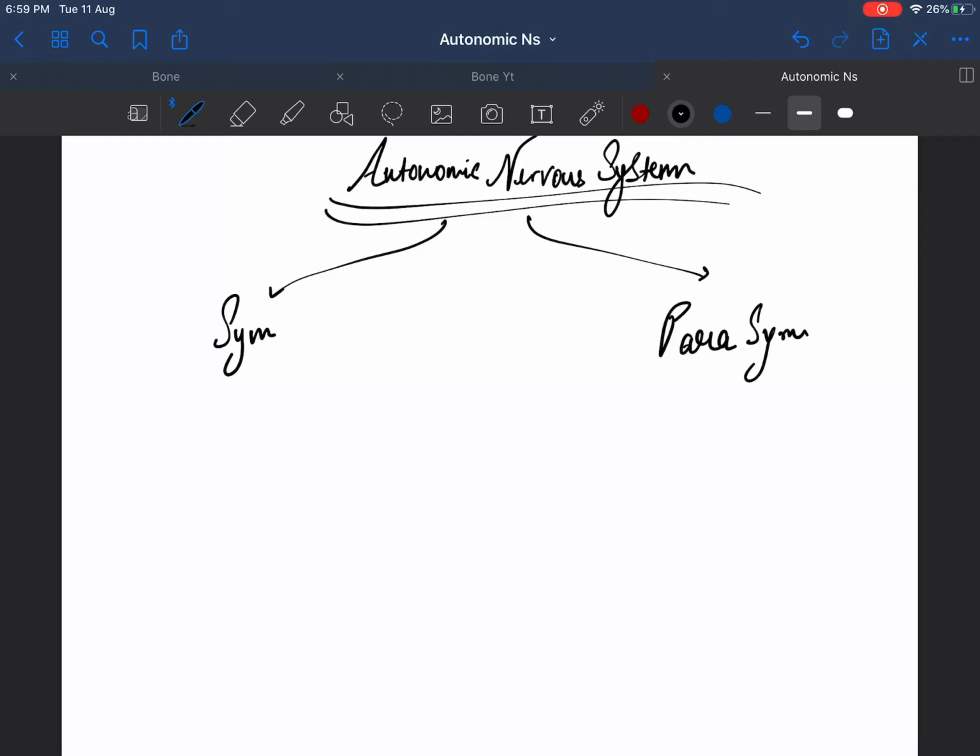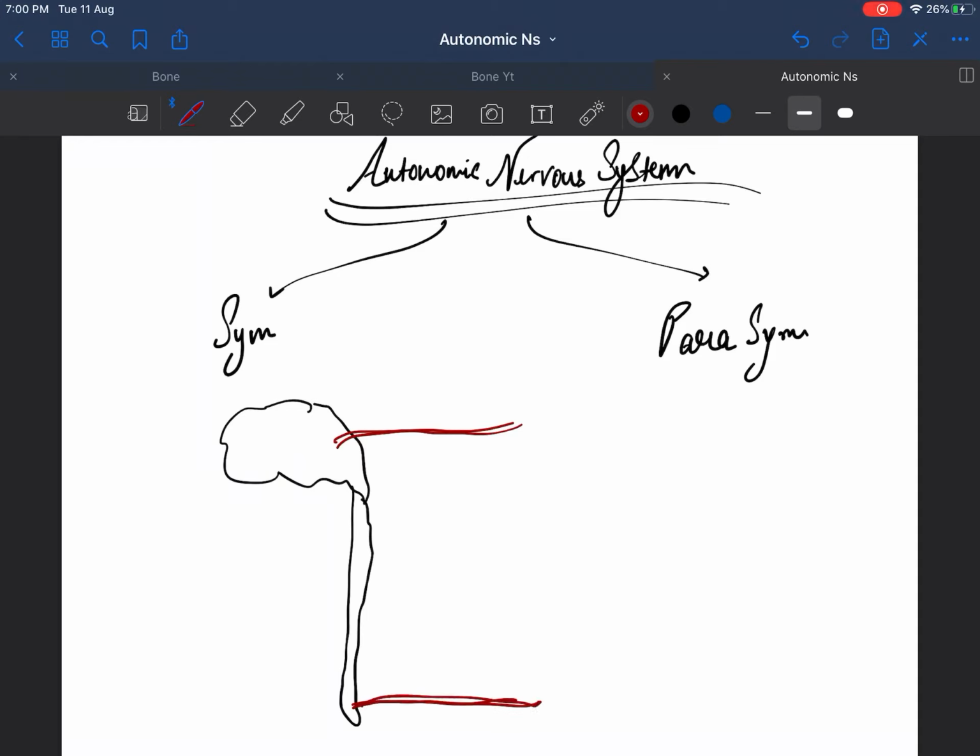So we all know that the autonomic nervous system is actually derived from the brain and the spinal cord itself. So let me draw a brain, and this is the spinal cord. So the sympathetic and parasympathetic systems are derived from different cranial nerves and at different positions of the spinal cord and the brain. From the cranial region and the sacral region, we have the formation of the parasympathetic nervous system, and these join with the ganglion and lead to postganglionic fibers.